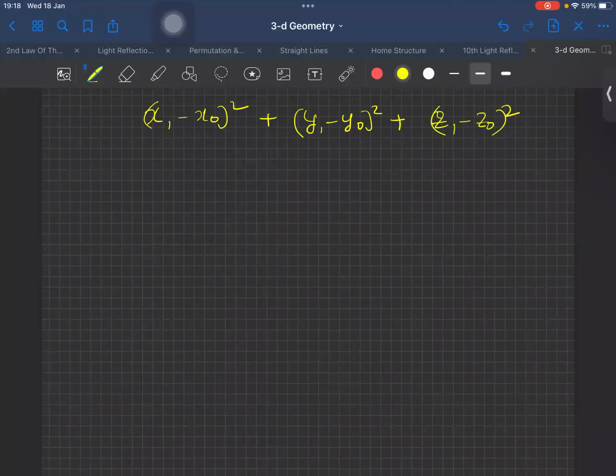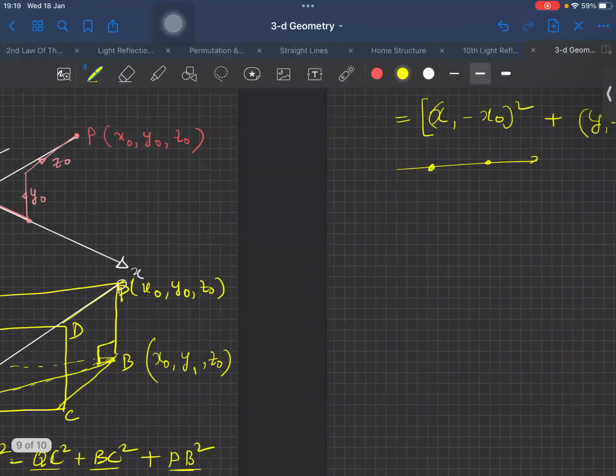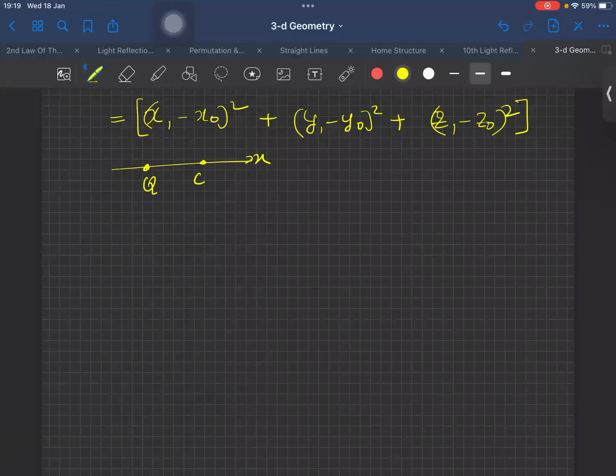Because if it is on one axis, let's say on the x-axis, how do you find the distance? We are squaring the distance, of course. So QC you will find how? If this point is Q, this point is C, and this is on X, right? So QC will be what? The coordinate of this point, let's say this is X1 and this is X0. So that's what you write, no? X1 minus X0. That means Y and Z values are 0.